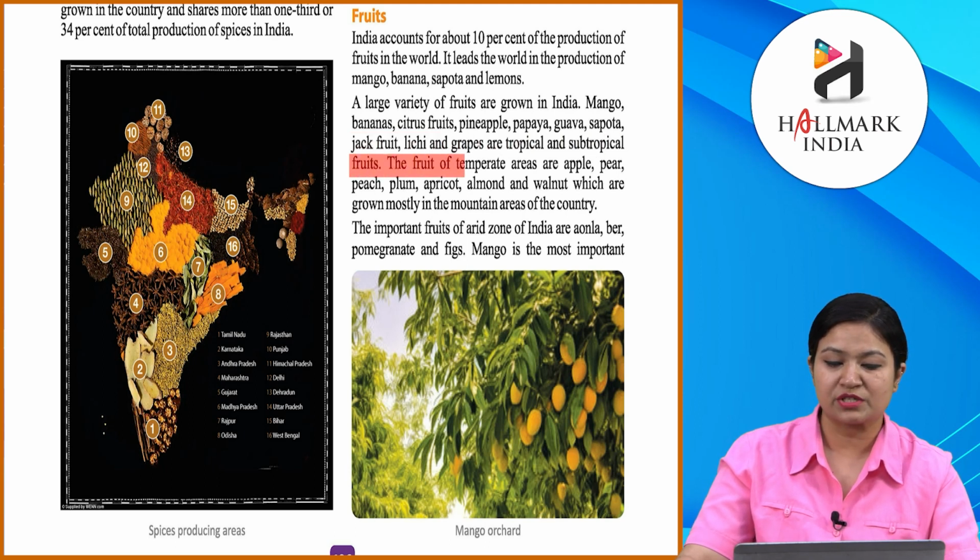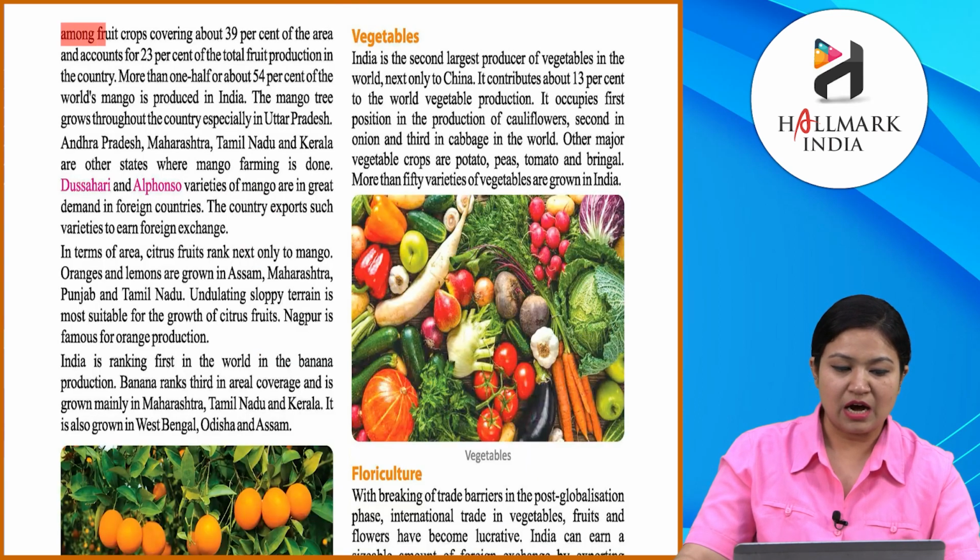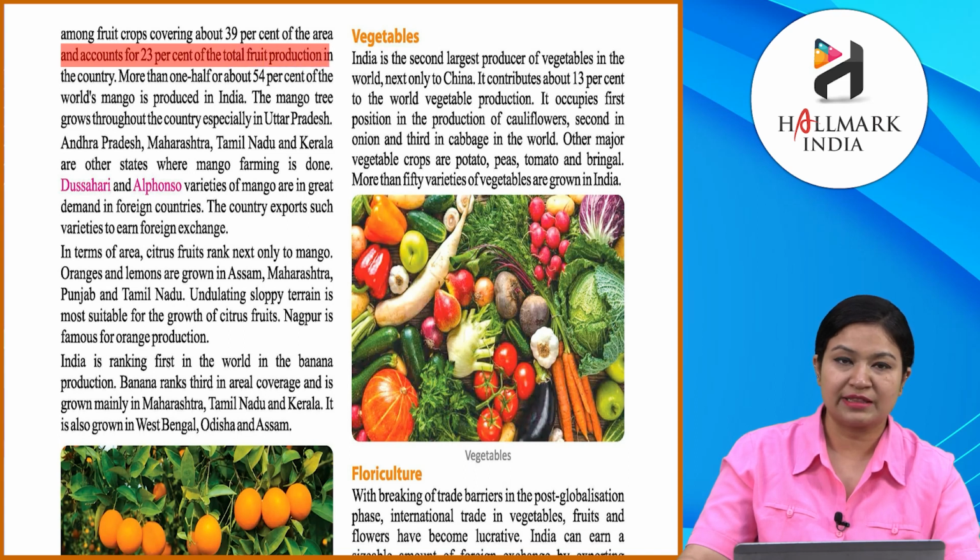The fruits of temperate areas are apple, pear, peach, plum, apricot, almond and walnut, which are grown mostly in the mountain areas of the country. The important fruits of the arid zone of India are amla, pear, pomegranate and figs. Mango is the most important among fruit crops, covering about 39% of the area and accounting for 23% of the total fruit production in the country.